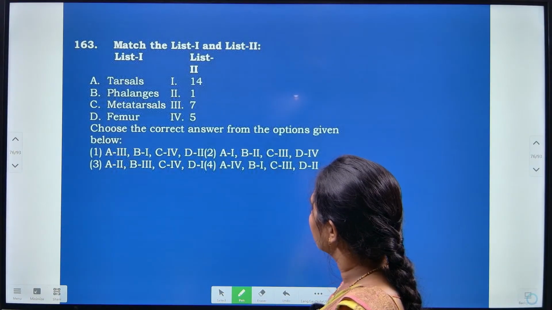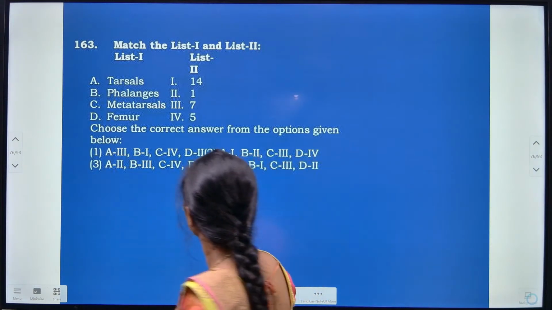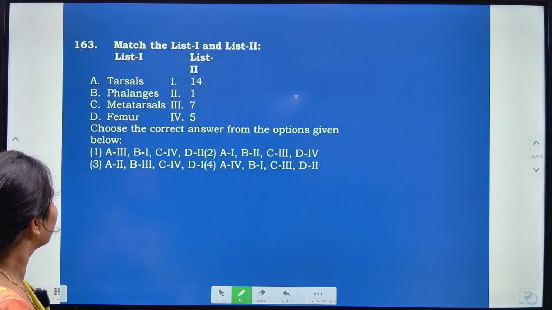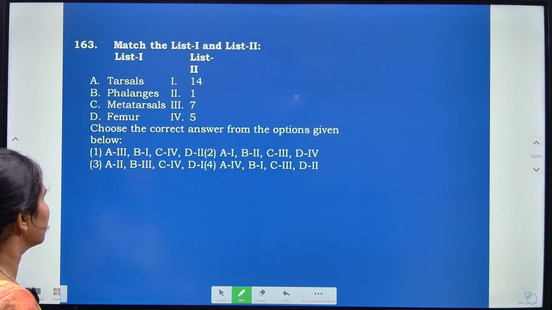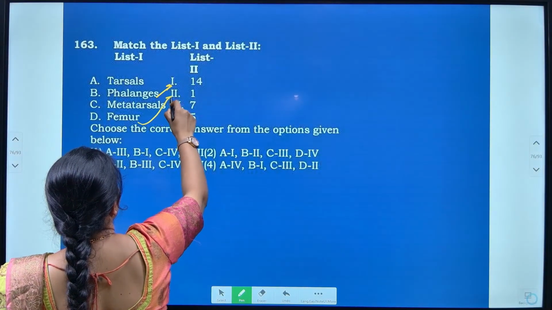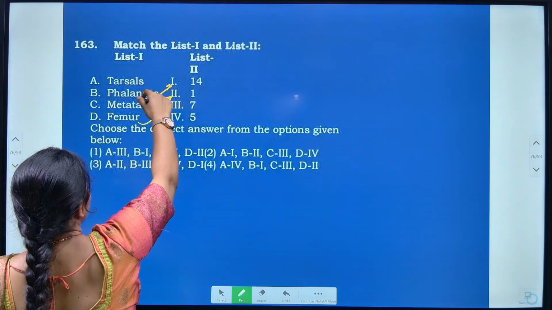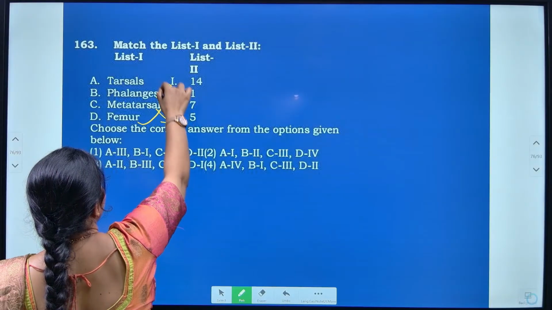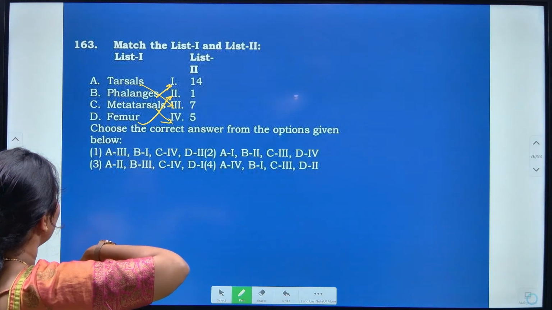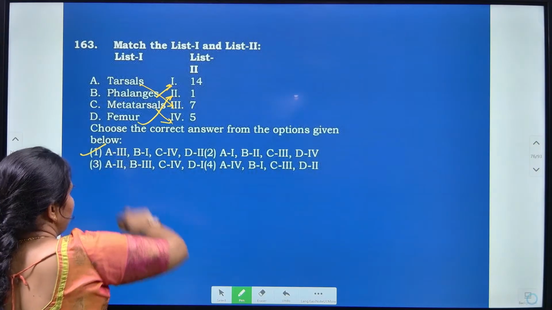And next, okay, so match with this. Phalanges, you know how many phalanges? Femur is only one. Tarsals are 7, metatarsals are 5, and phalanges are 14 here. So according to this, choose the correct option. So phalanges are 14 here. Femur is only 1, so B is 1. Then metatarsals will be 5 and tarsals will be 7. So A is 3, B is 1, then C is 4 and D is 2. So according to this, I think this will be the right option.